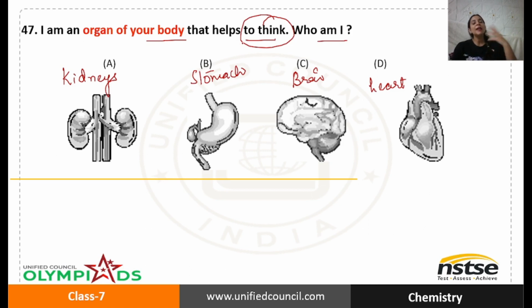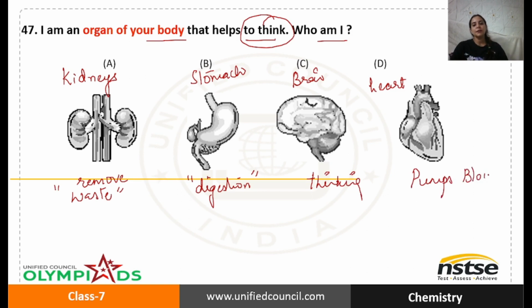So which helps to think? Basically kidney helps to remove waste from our body. They are associated as they remove waste from a body. Stomach helps in digestion, that is digestion of food. Brain helps you to think and respond, and heart pumps the blood to all body parts so that the oxygen can reach to all body parts and carbon dioxide can be taken up from all the body parts or cells. So basically here the correct answer is option C, because brain helps you to think.